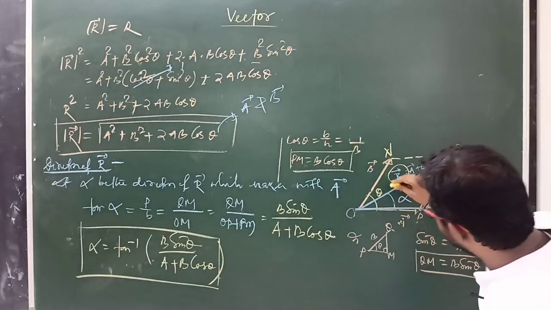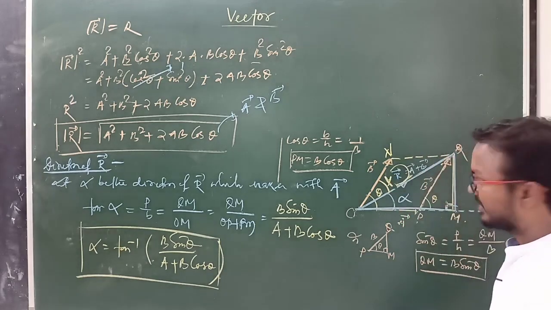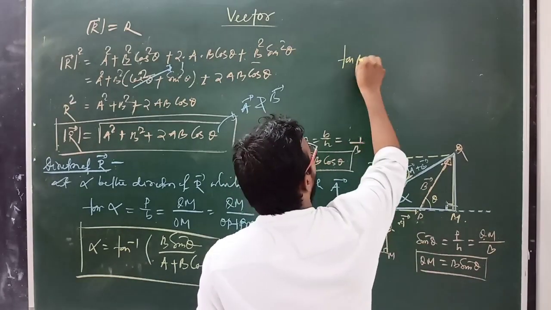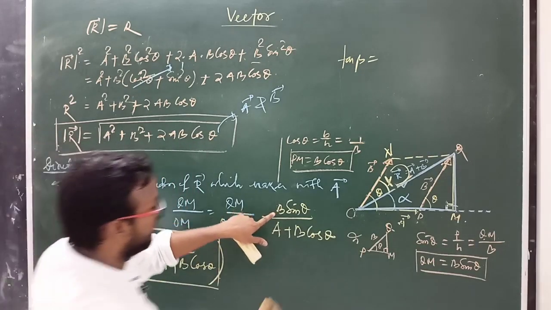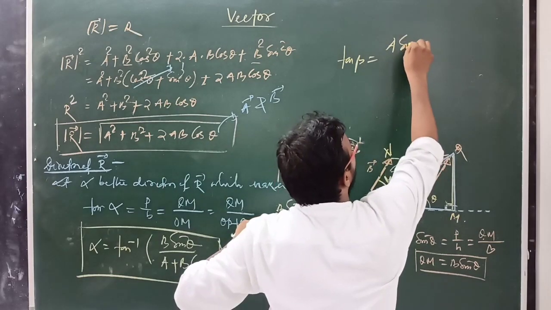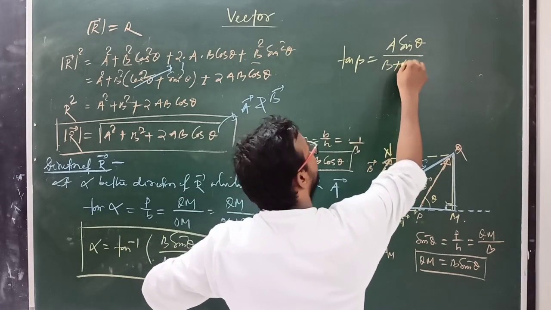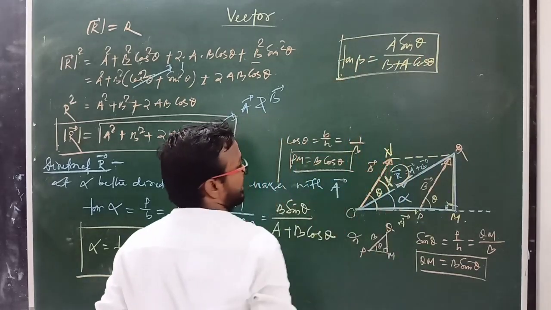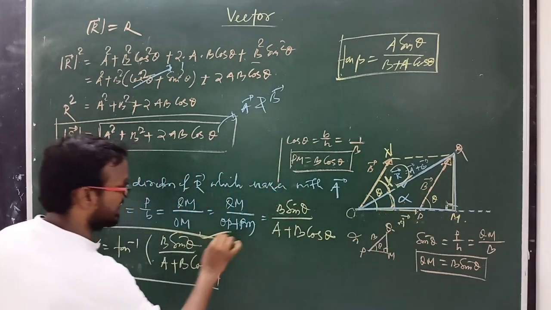Question may arise, if this resultant makes an angle, suppose this angle beta, with B vector. So at that time the direction can be written differently. This tan beta equal to, then this term will be changed. In place of B you can write A. So A sin theta divided by B plus A cos theta, and other terms are the same. Clear? This is the direction. If you compare from B vector or if you compare from A vector, then you have to choose this relation.